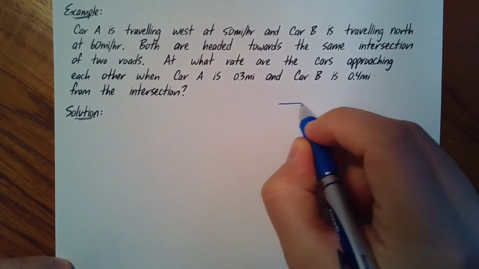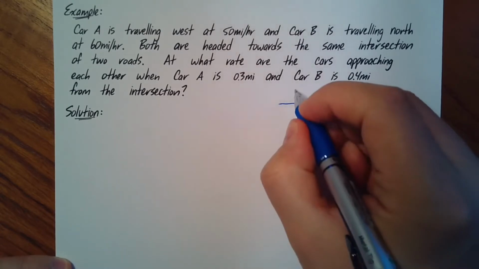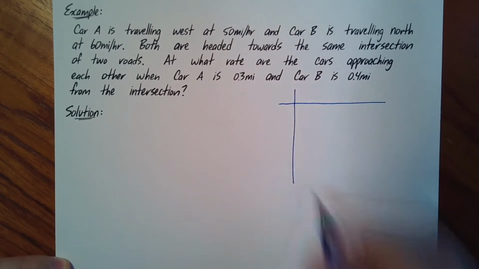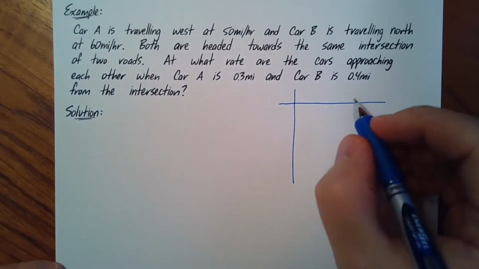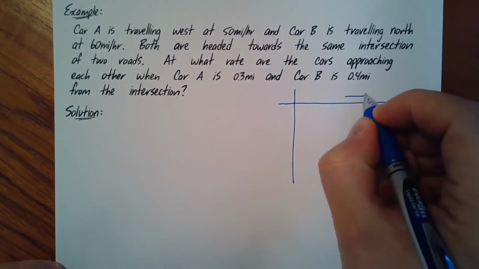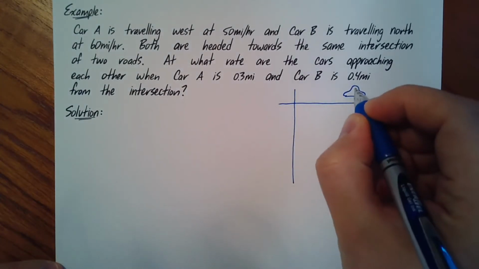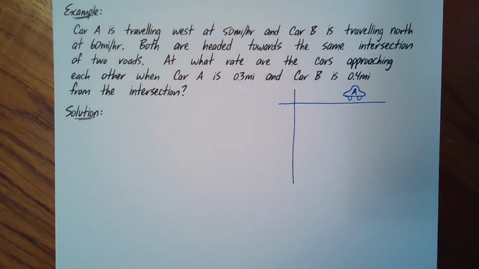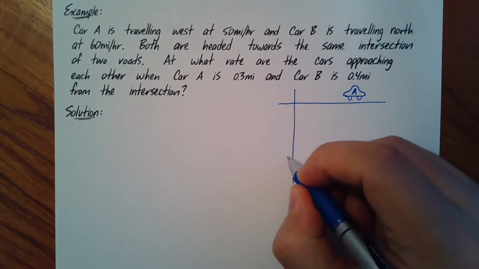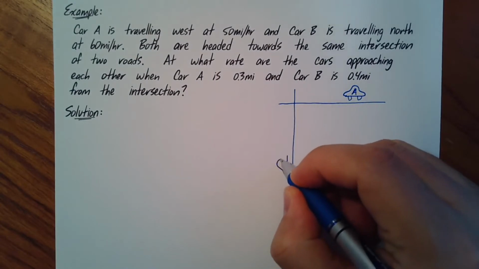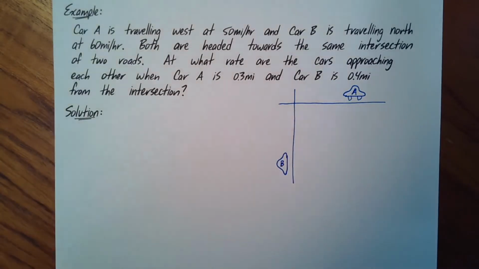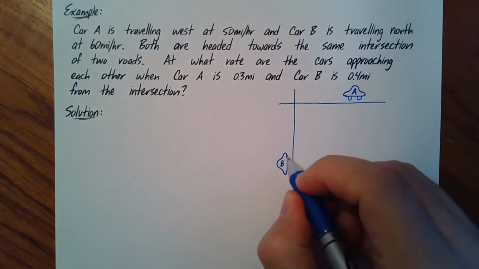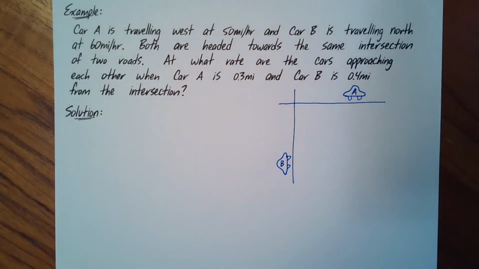So I'm going to sketch one of the roads here and sketch the other road here. So you've got something like that, right? Let's say car A is over here. Not the best drawing in the world, but again, it doesn't need to be, right? That's my car. And then car B is heading north towards that intersection. That could be car B there. And we've got the wheels. And they're headed towards the intersection, right?